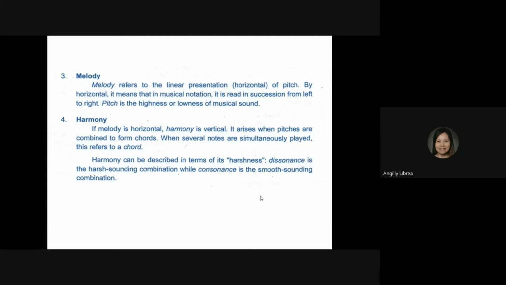Next is harmony. If melody is horizontal, harmony is vertical. It arises when pitches are combined to form chords. When several notes are simultaneously played, this refers to a chord. Harmony can be described in terms of its harshness. Dissonance is the harsh sounding combination, while consonance is the smooth sounding combination.